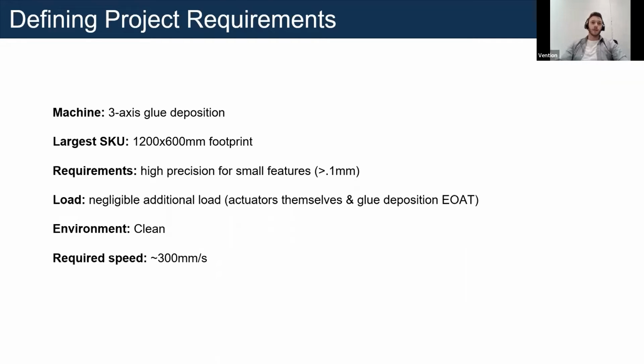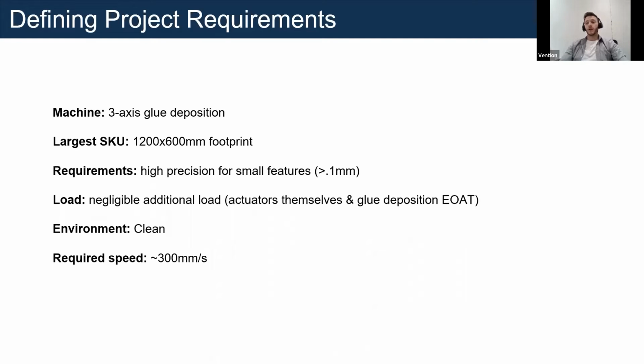Other than that, we do have a few different requirements. First, it is a high precision machine, as we're looking to do small features of approximately smaller than 0.1 millimeters. In terms of load, we're going to assume a negligible load, really just the actuators themselves and the glue deposition end of arm tooling. For the environment we plan on deploying this in, we're going to say that it is a clean environment. And finally, the required speed is approximately 300 millimeters per second. If you're looking to design your own gantry robot or deploy one, these are some of the basic requirements that you really should be thinking of before going into the design process.